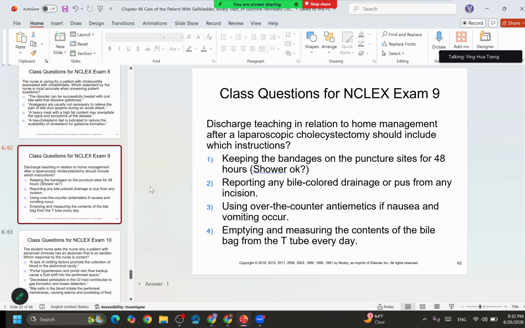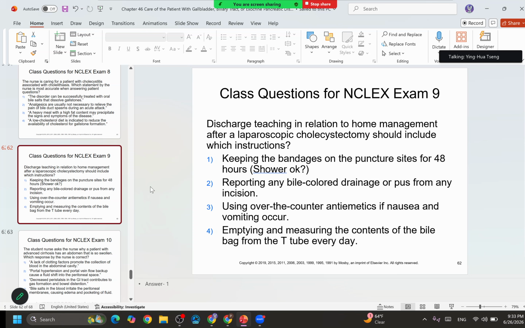Reporting any kind of bile-colored drainage or pus from any incision. Yeah, that could be, but usually it should not have this kind of problem. It's not the main concern. Using an over-the-counter antiemetic if nausea and vomiting occur? No, usually not. If you have nausea and vomiting, maybe there is also a kink, a spasm, or a blockage inside. That's why it causes nausea and vomiting. The doctor needs to assess the patient.